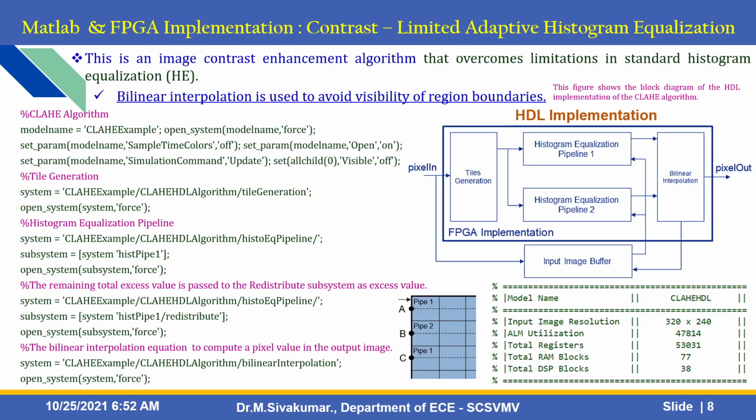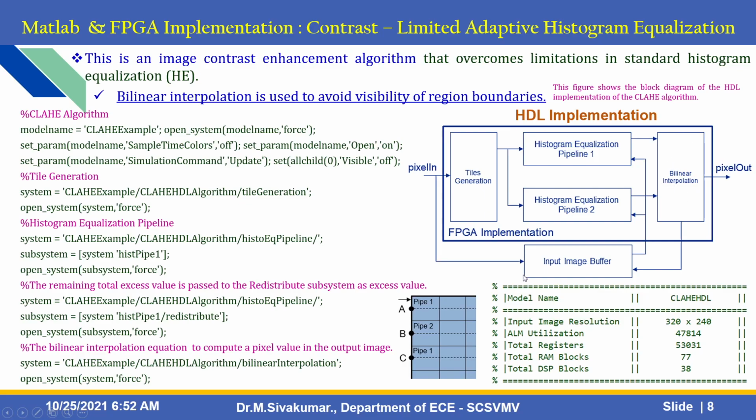Now let us see the MATLAB and FPGA implementation of the proposed algorithm, the contrast limited adaptive histogram equalization algorithm. It overcomes the limitations of standard histogram equalization and adaptive histogram equalization. Here bilinear interpolation is utilized to avoid visibility of the region boundaries.